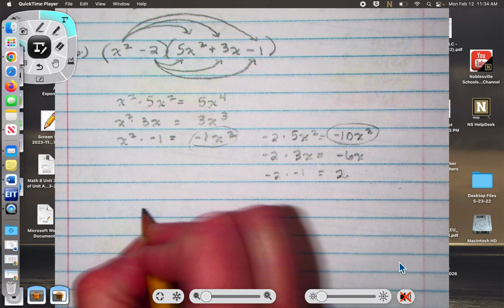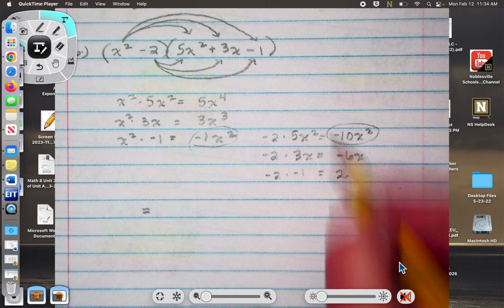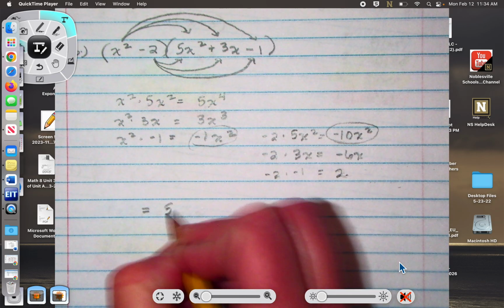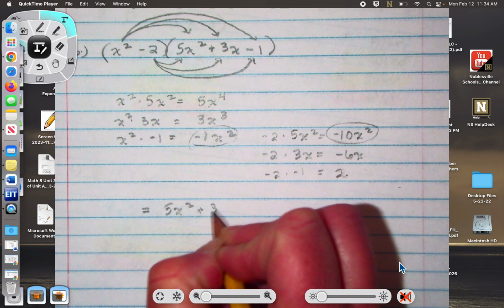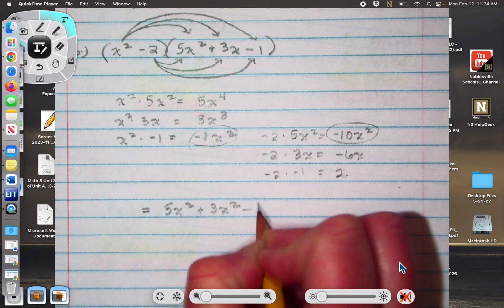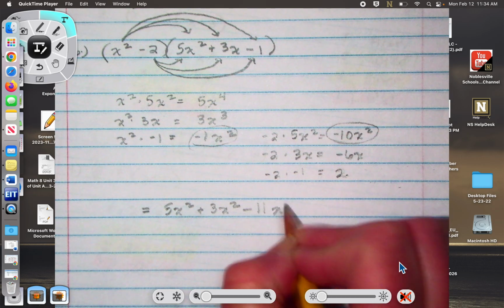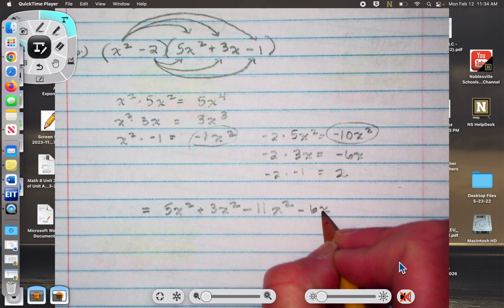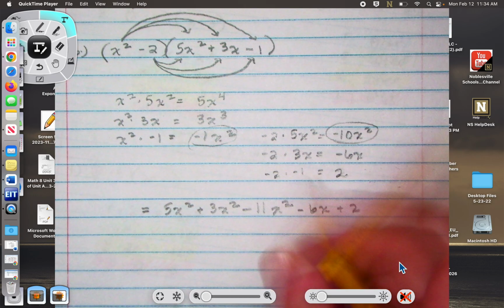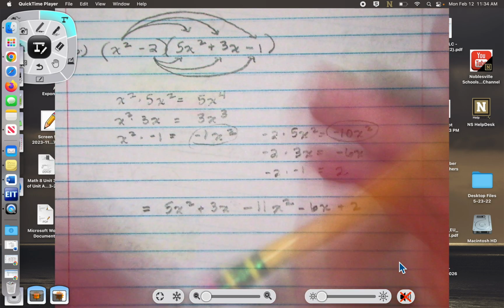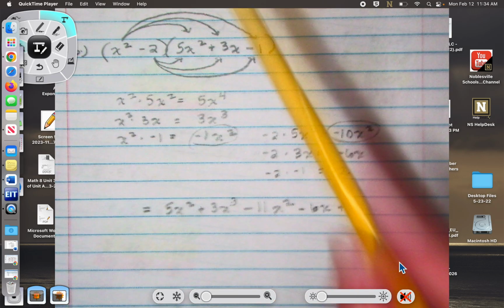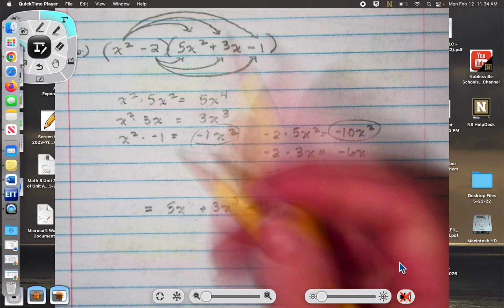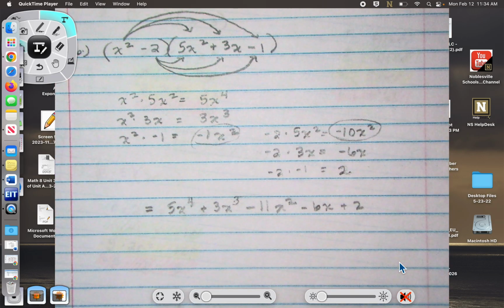So when I write all this out, I have everything ready to go to put in proper order. So I have 5x squared plus 3x squared, again minus 11 with x squared minus 6x. Miss Marsh, why is it squared? Oh, this one should be 3x to the third, 5x to the fourth. You guys, thank you. There we go. That looks good. And it's in order, right?